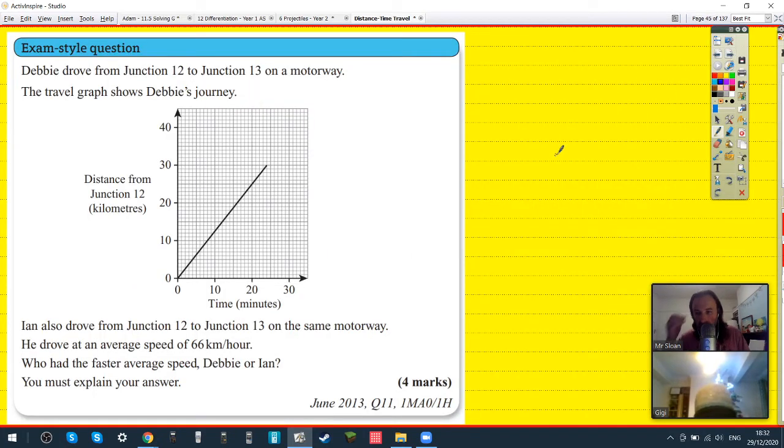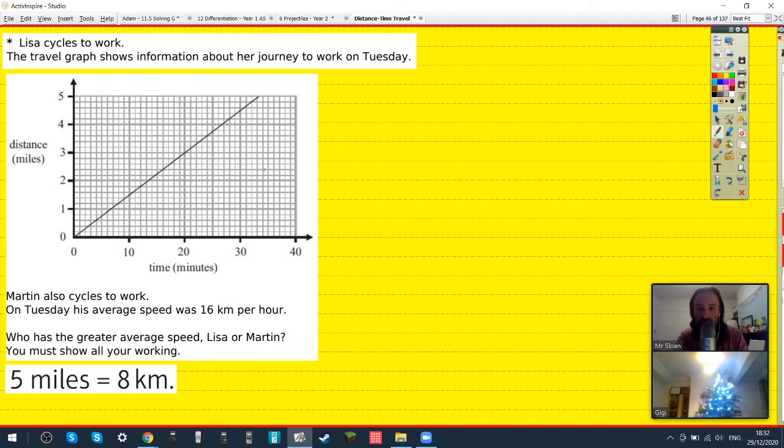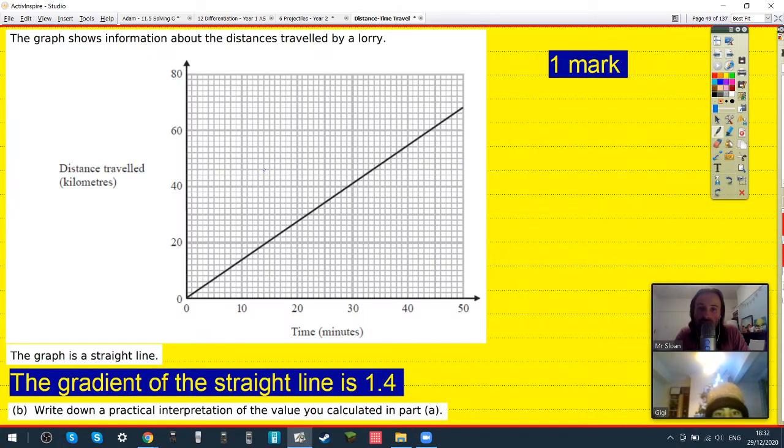Let's see. Exam question: he drove at this graph, she drove at this graph. Who was faster? I think you'd be alright, just get the gradient for each. This one has a little more to it. I'll give it a go. Nah, you know what, it's alright. Okay, any idea what this is about?